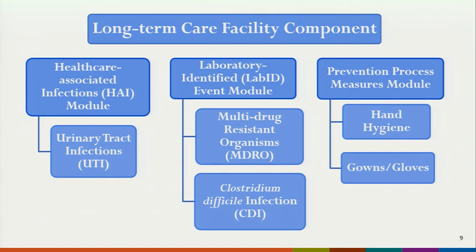We have the Laboratory Identified Event Module, or the Lab ID, you will hear me refer to. And within that module, we have the multi-drug resistant organisms and Clostridium difficile infection. And this module uses laboratory data as a proxy measure for reporting events in the facility. And then lastly, we have the Prevention Process Measure module, which allows facilities to track hand hygiene and gown and glove use within the facility.